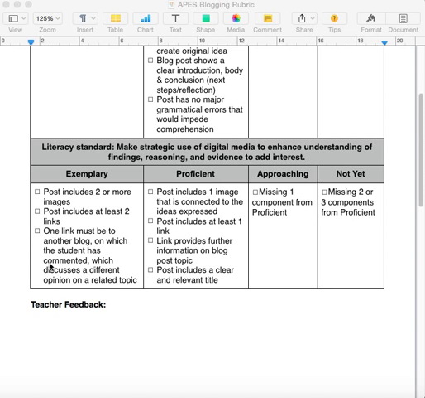I did not put anything in here about citing sources because it's a separate standard that's academic honesty that we do at our school, and I would like to add that at a later time once they kind of get the idea of doing this part.